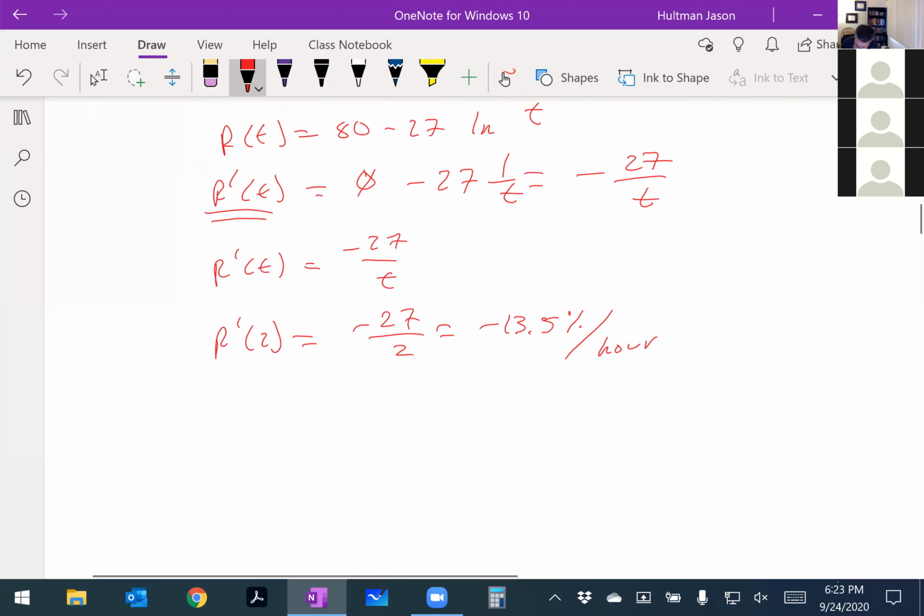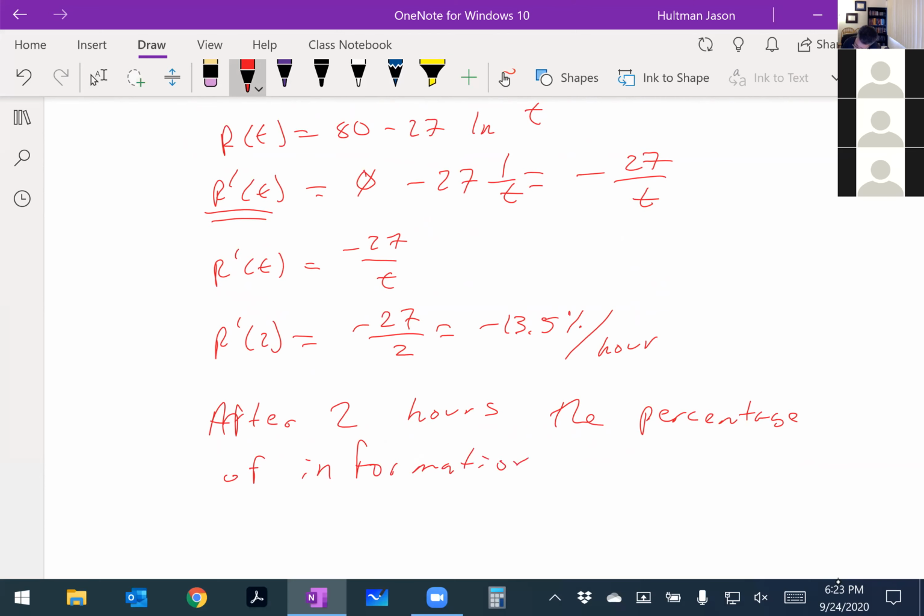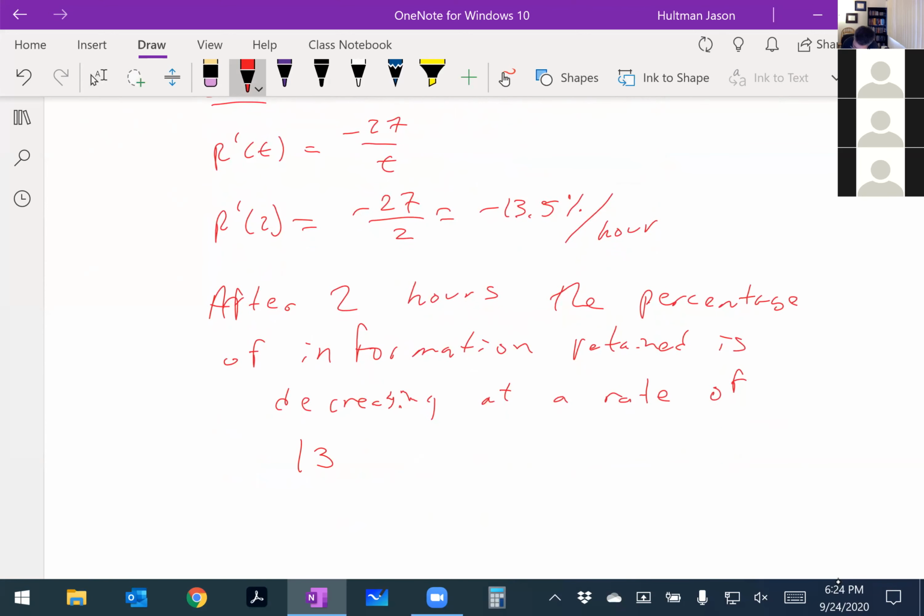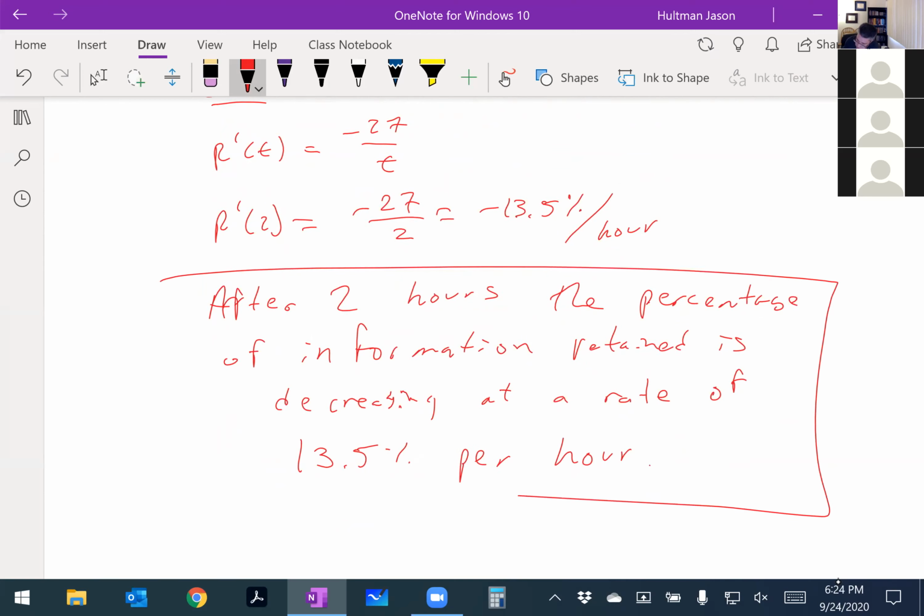So what does this mean? This means that after 2 hours, the percentage of information retained is decreasing at a rate of 13.5% per hour. That's the answer when we interpret it.